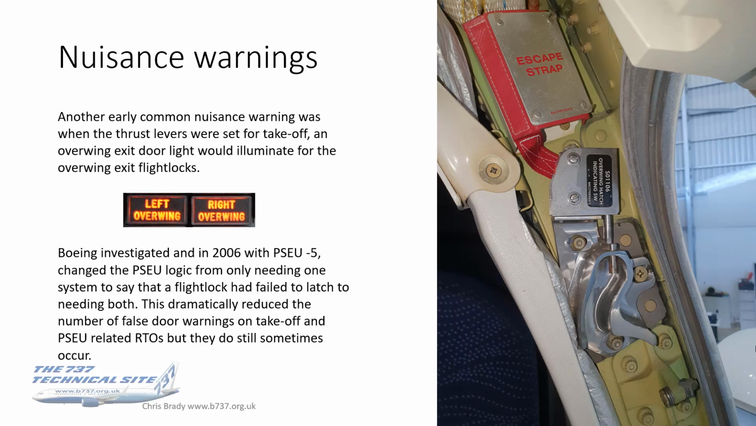And the other one is, of course, the overwing exit door lights coming on when you set takeoff thrust. In 2006, again, PSEU Model 5 came to the rescue, changing the logic from only needing one system to say the flight lock had failed to latch to needing both systems. That did significantly reduce the number of false door warnings on takeoff and PSEU-related RTOs, but they do sometimes still occur, as we know. But a lot less than they used to occur, so it is progress.